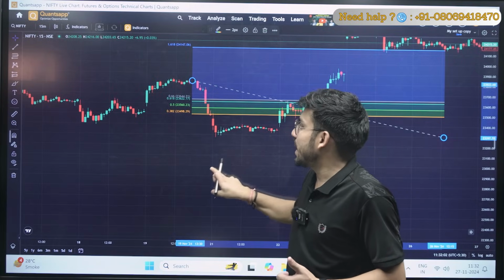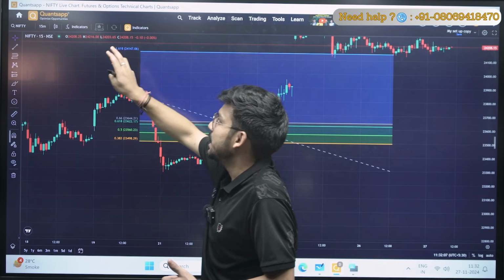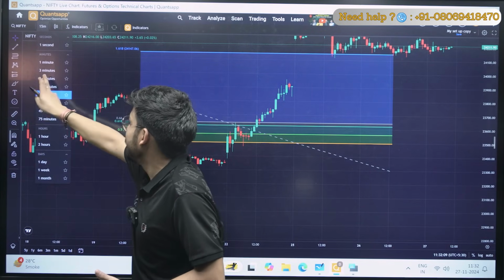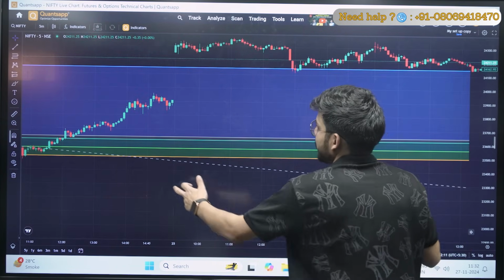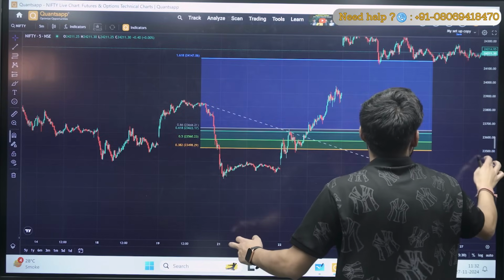Now how to analyze this Fibonacci retracement? As I have analyzed it in the 15-minute time frame, for the entry I will go to the 5-minute time frame. Now what is happening here? Let's see.